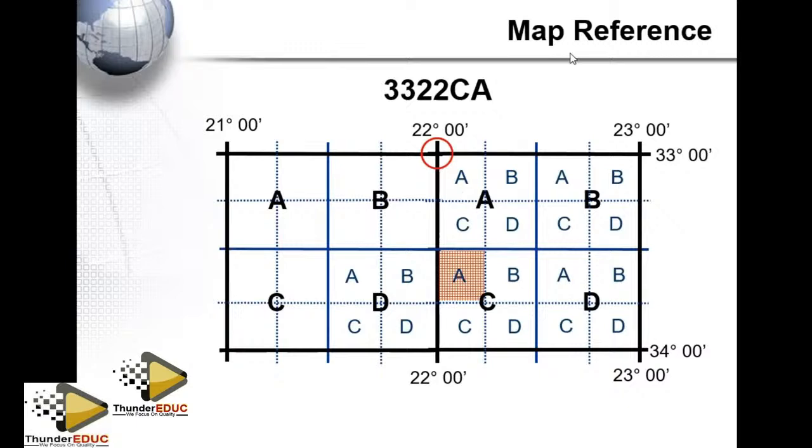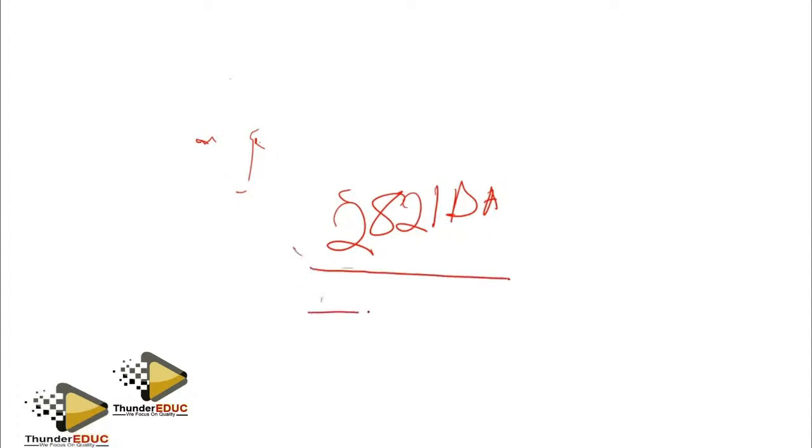This one example, let me say it is 28, 21, D, A. What do we do? We say 28 is a line of latitude. So we can start by drawing the line of latitude. We say latitudes are drawn horizontally.